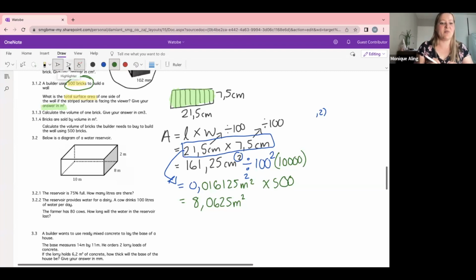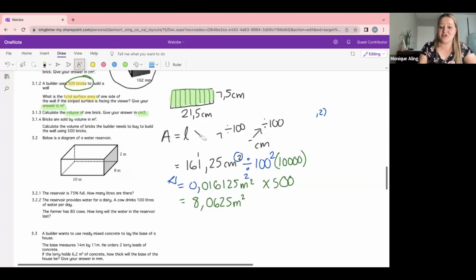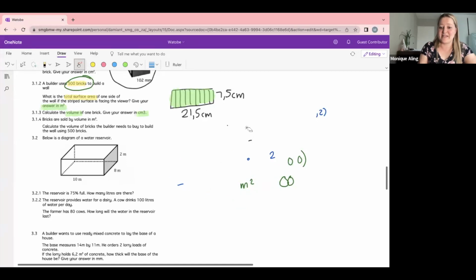It says 3.1.3. Calculate the volume of one brick. Give your answer in centimeters cubed. So let's highlight the right thing. We are working out the volume of one brick and the answer in centimeters cubed. So I'm going to give you guys 2 minutes to quickly work that out. You know the volume formula. And make sure you're using the right units. Centimeters.